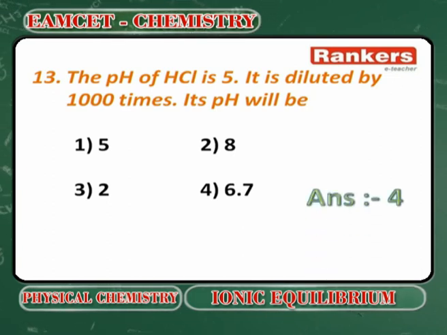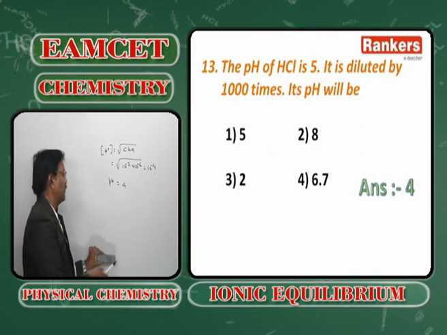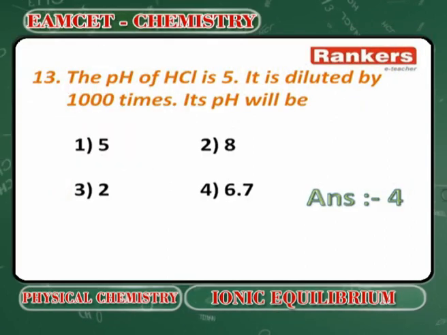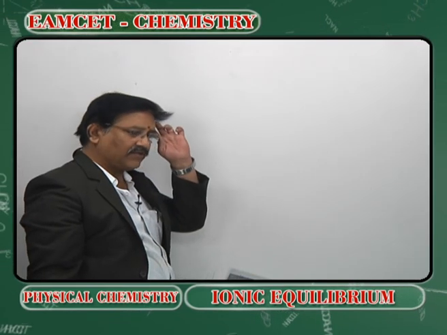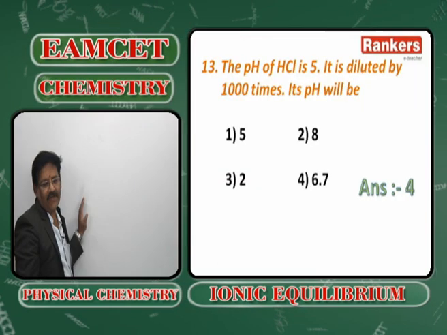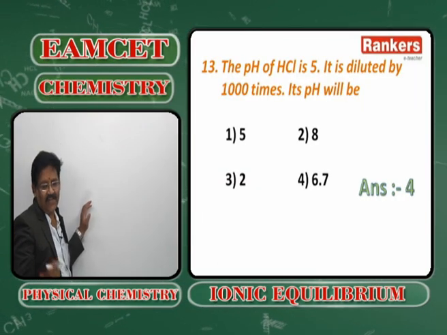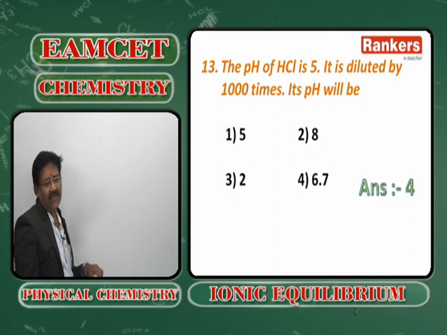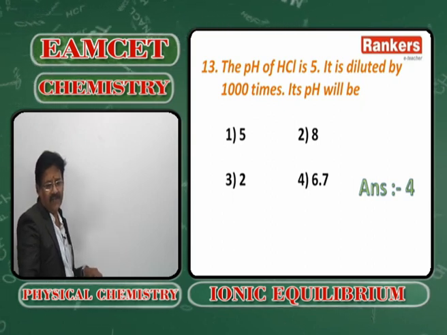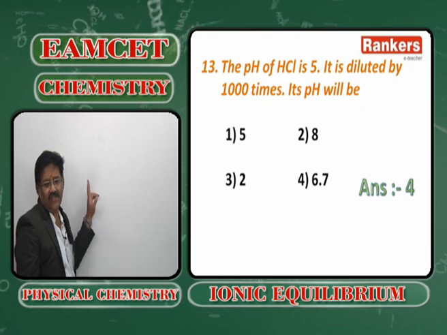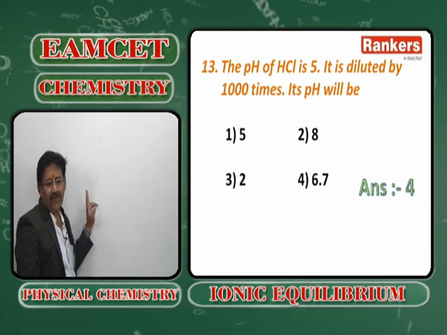The pH of HCl is 5. It is diluted by 1000 times. Its pH will be, as I said earlier, in the case of very dilute solutions of strong acids and strong bases, pH value will be nearly equal to 7. If it is an acid, it will be slightly less than 7. If it is a base, it is slightly greater than 7. Here the pH of the HCl is 5, and it is diluted by 1000 times.